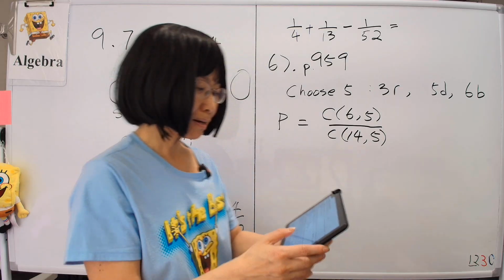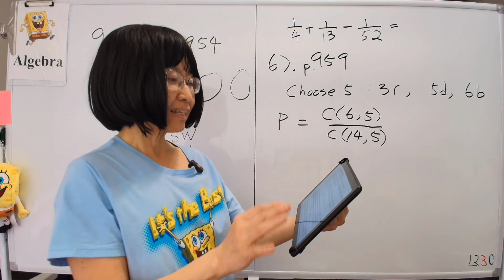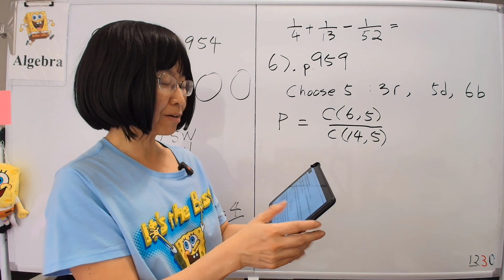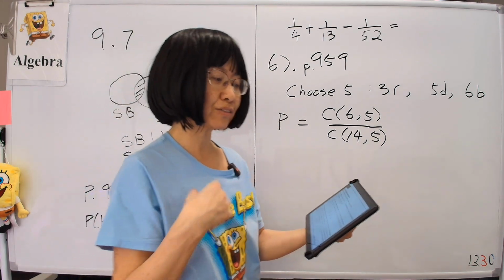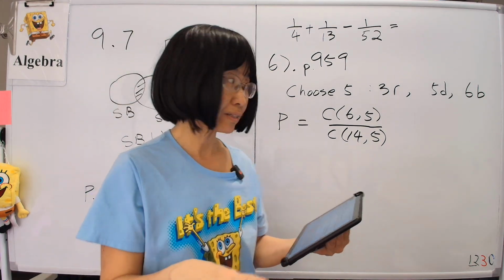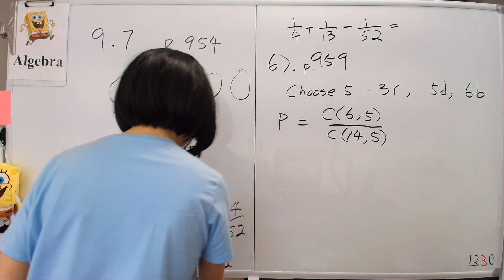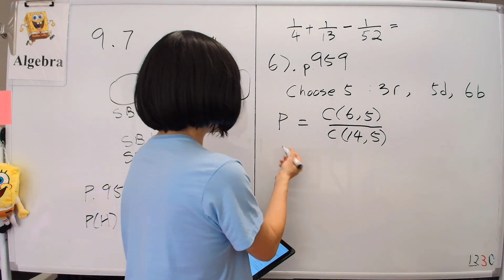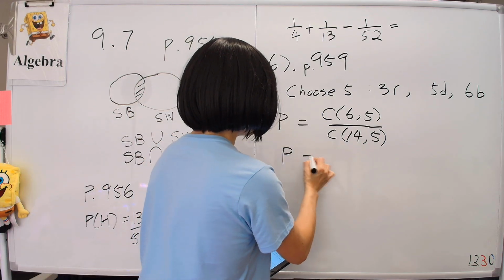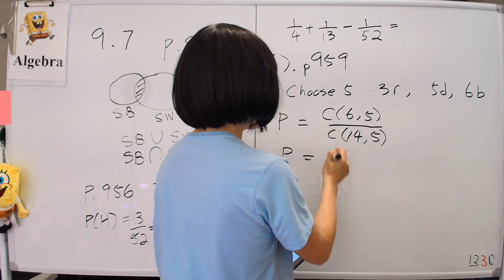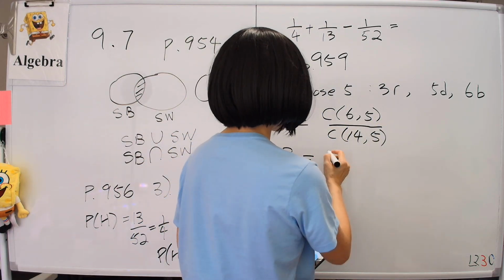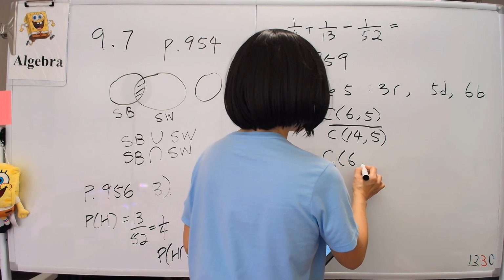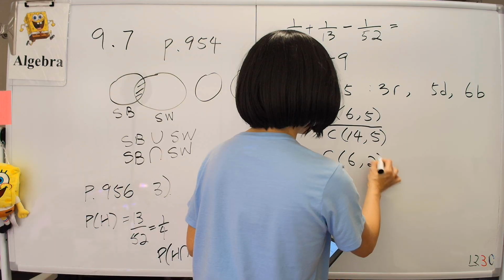All right, now problem B is more complicated. We're still choosing 5 toys, but now we want to know the chance of choosing 2 bears and 3 dogs. So we follow the formula, the C business again. For 2 bears, how many bears are there? 6. So we choose 6 choose 2. That's for the bears.